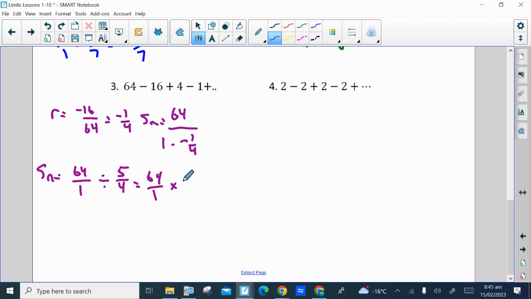So we'll multiply by 4 over 5, which will give us 256 over 5. So there's the value of that sum. Again, it's what the sum is approaching. Okay?